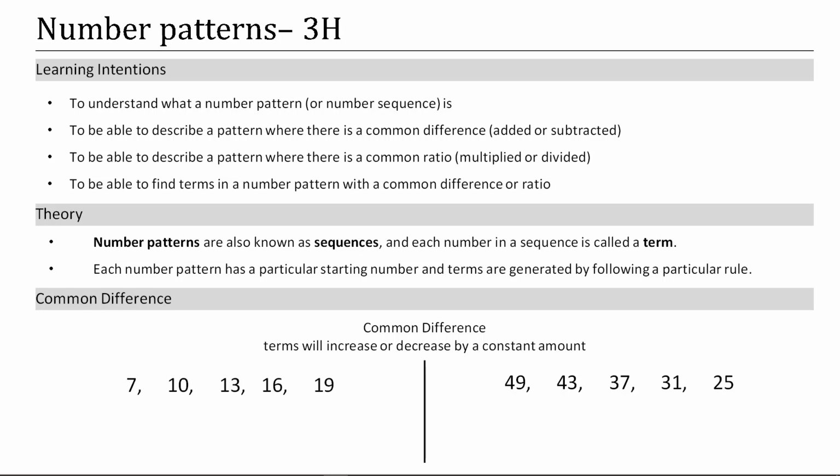Alright, so we are going to go through exercise 3H, which is all about number patterns. What are our learning intentions? To understand what a number pattern or number sequence is, to be able to describe a pattern where there is a common difference added or subtracted, to be able to describe a pattern where there is a common ratio multiplied or divided, to be able to find terms in a number pattern with a common difference or ratio, so both of them. Perfect. Let's just go through a bit of theory here.